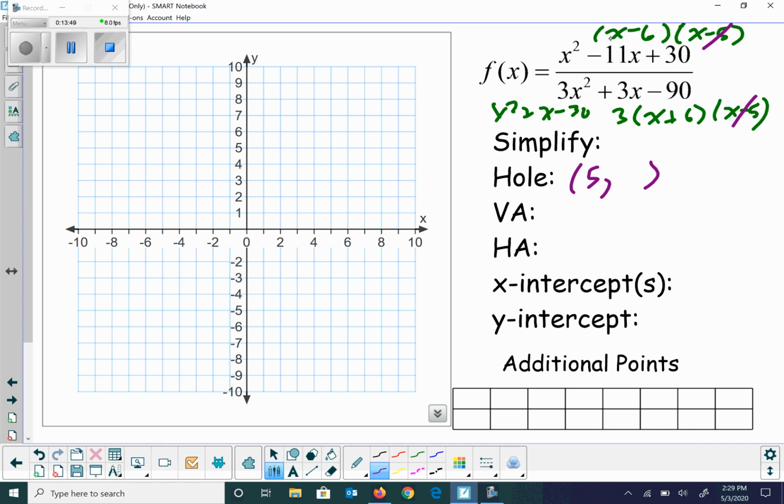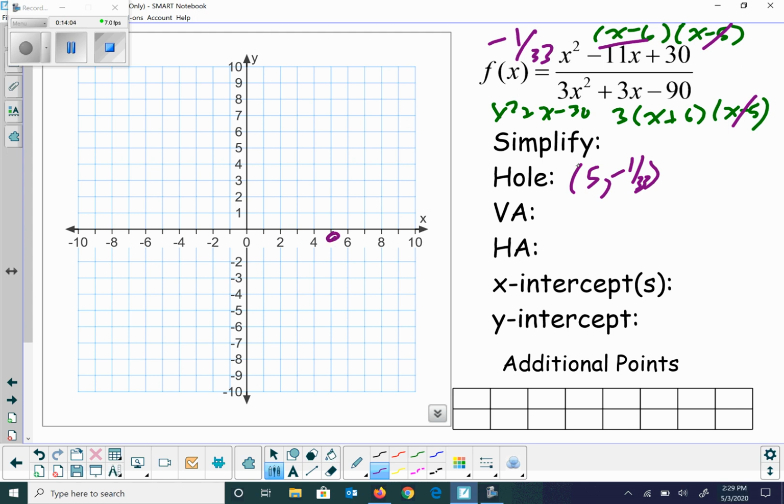So we're going to take 5, plug it back into here. So I get 5 minus 6 is -1. 5 plus 6 is 11. So I get 1/33. I don't know if that's what I had originally or not. So 5, -1/33, that's down here.